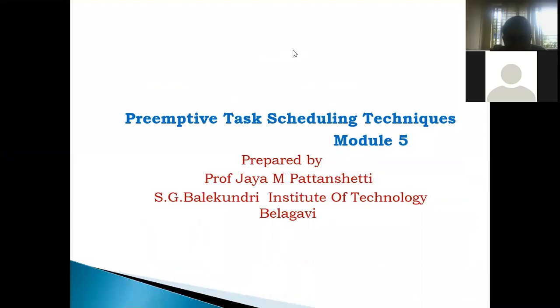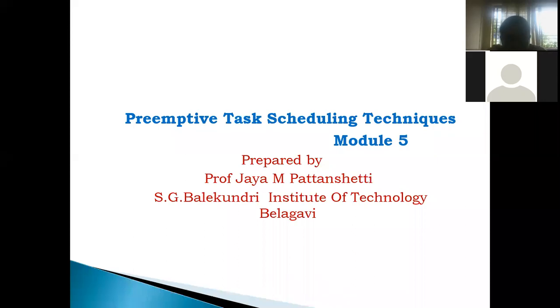Okay, so now what we were discussing about module five, right? About the preemptive task scheduling techniques. So what are these preemptive task scheduling techniques? On the system there will be n number of processes running. The kernel has to select among them which process has to be executed first. There are certain techniques which follow certain algorithms, right? Those algorithms we will be seeing one by one.